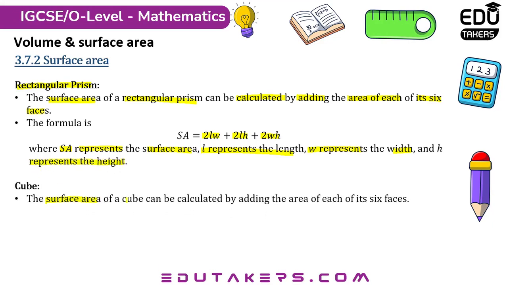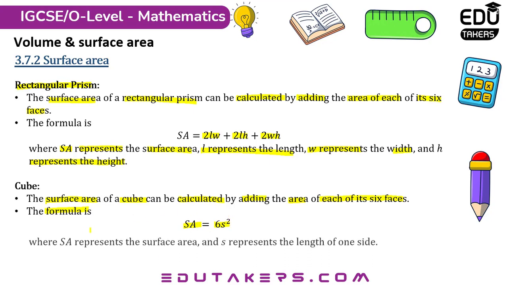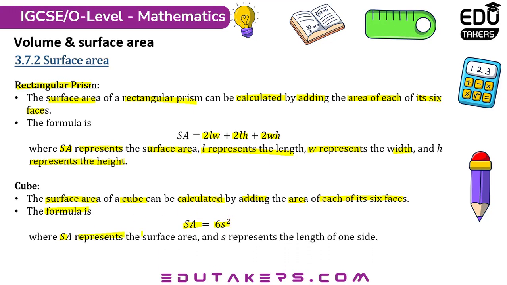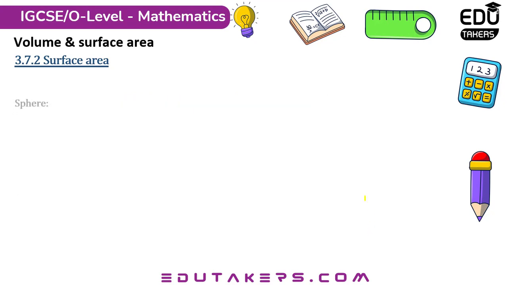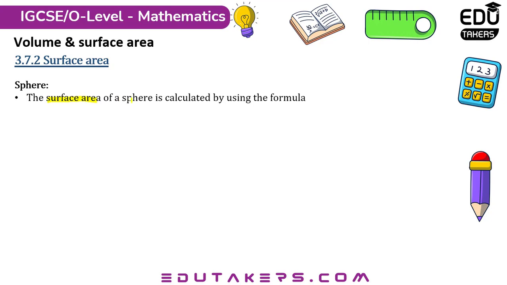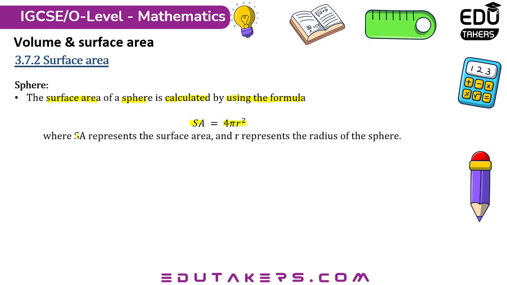Cube. The surface area of a cube can be calculated by adding the area of each of its 6 faces. The formula is surface area equals 6s squared, where SA represents the surface area and s represents the length of one side. Sphere. The surface area of a sphere is calculated by using the formula surface area equals 4 pi r squared, where SA represents the surface area, and r represents the radius of the sphere.